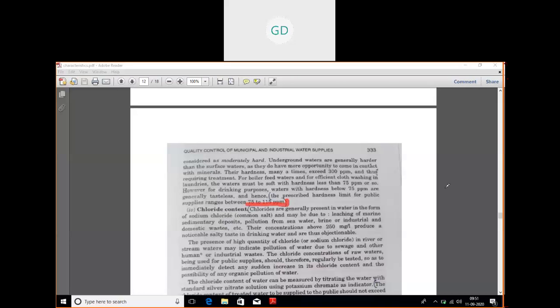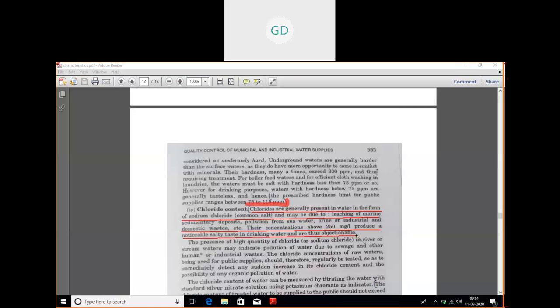Next is your chloride content. Chloride content, you see it's written here. Chlorides are generally present in water in the form of sodium chloride. Everybody knows, yes, common salt is your sodium chloride, and may be due to leaching of marine domestic waste. Their concentration above 250 milligram per liter produces a noticeably salty taste in drinking water and is thus objectionable.